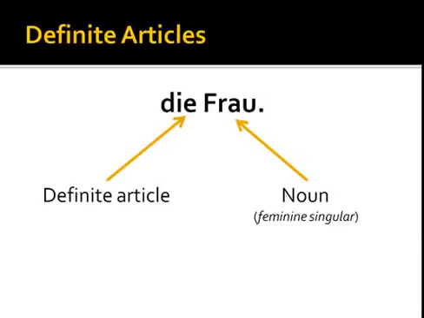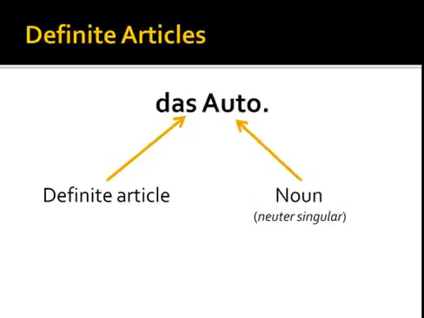Same thing with die Frau, or the woman. The definite article tells us that the noun that follows after it will be a feminine singular noun. Now, das Auto, or the car, is the same thing. The definite article indicates that the noun following it will be a neuter singular noun.